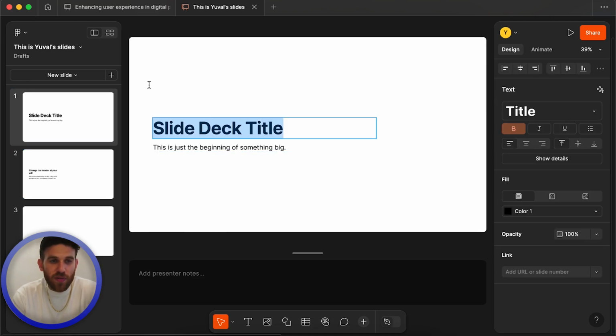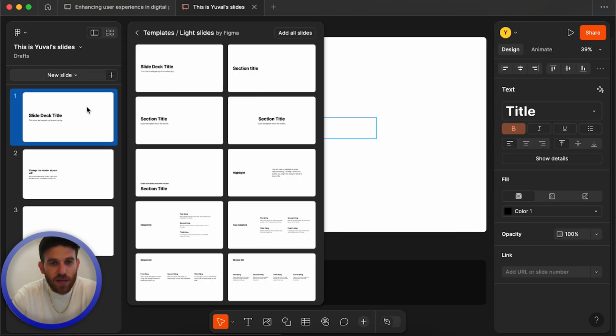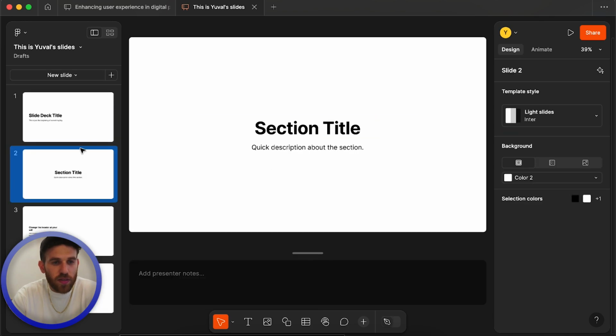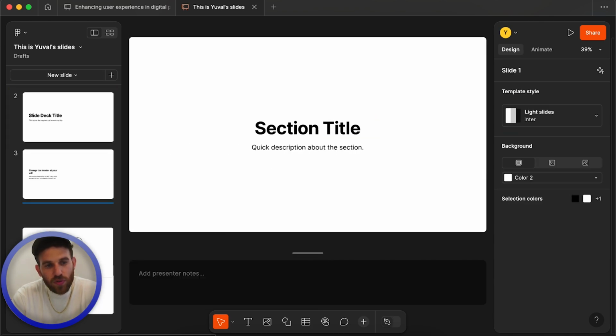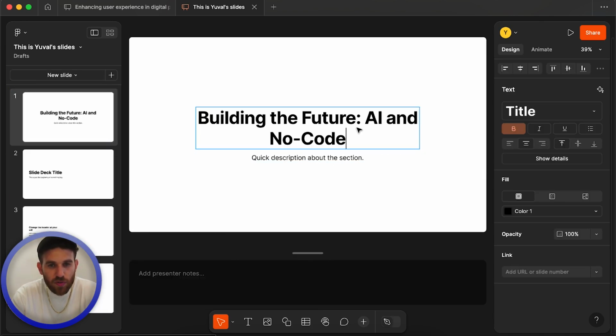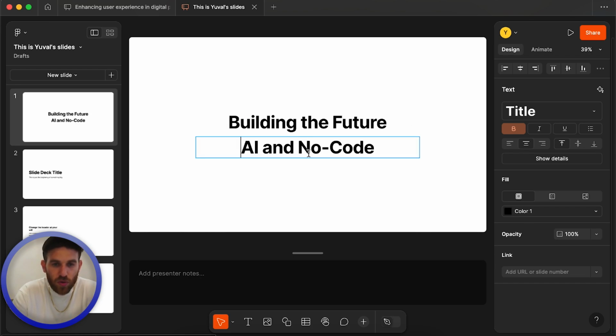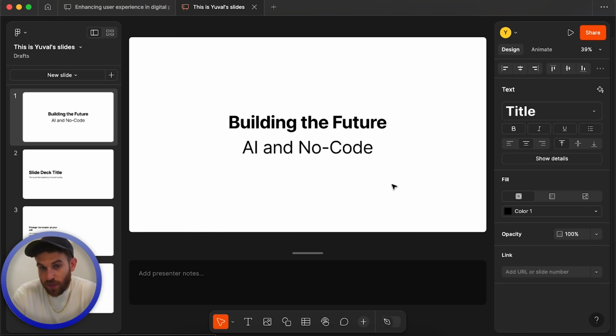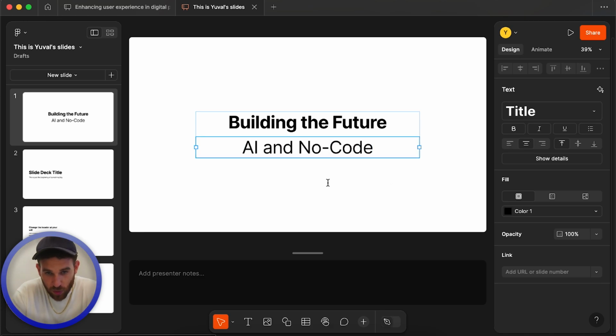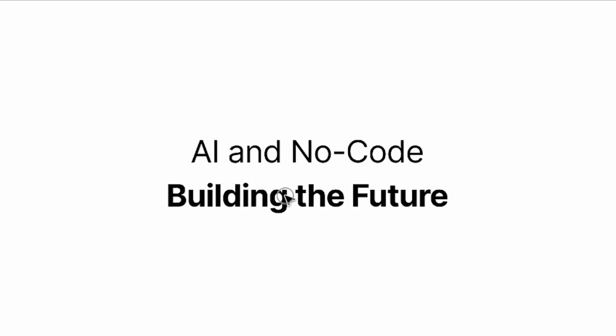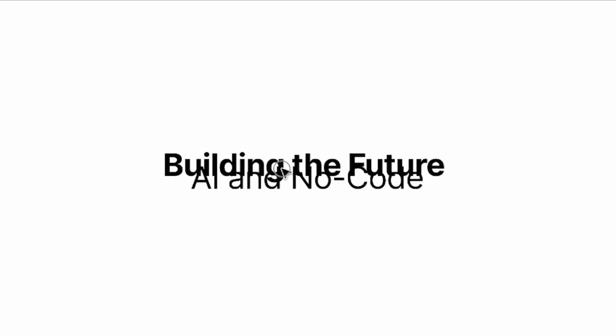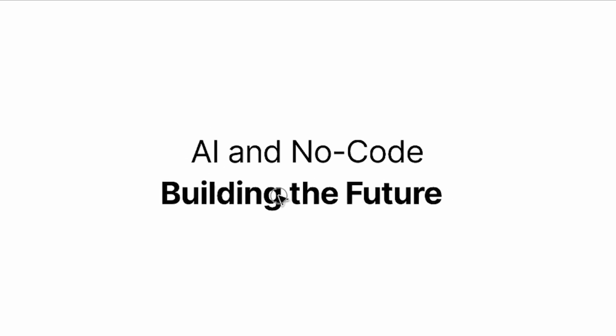So let's say that we have here the title. Let's have the title slide. That could work for me. Let's put it on top. You could just bring it like that. Building the future, AI and no code. Now you could just press Command B or Control B and it will make sure that it won't be bold anymore. And let's say that I want to bring it on top. Obviously, it behaves just like I expect it to behave, which is great.